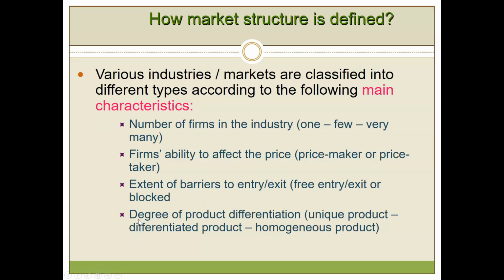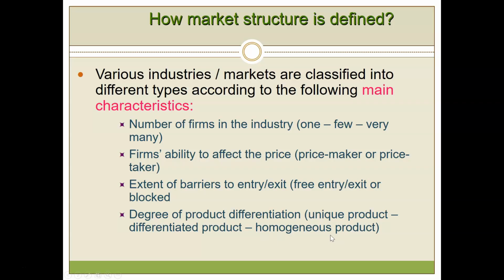And the final criteria is degree of product differentiation. In some markets, products are unique. For example, iPhones are unique. You cannot sell another version of iPhone. It's the only unique product. While some products are homogeneous.